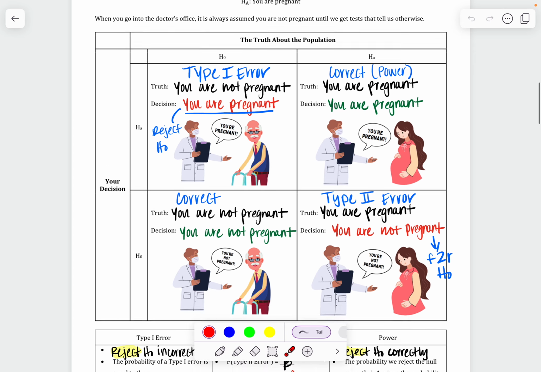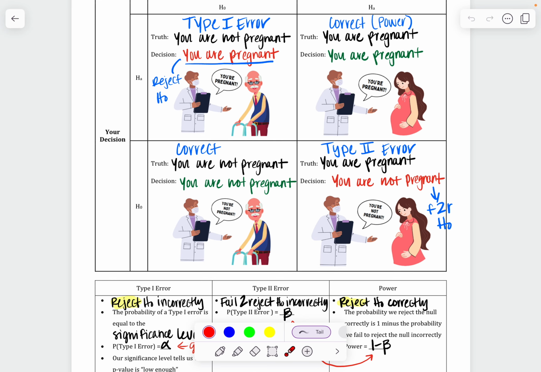In the bottom right-hand corner, we tell a very clearly pregnant woman that she is not pregnant. That is us failing to reject the null, because we said the null is that you are not pregnant. So when we make the decision to fail to reject, that is us potentially making a type 2 error.